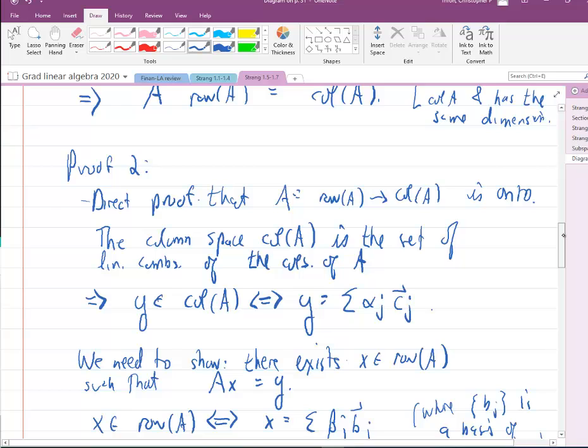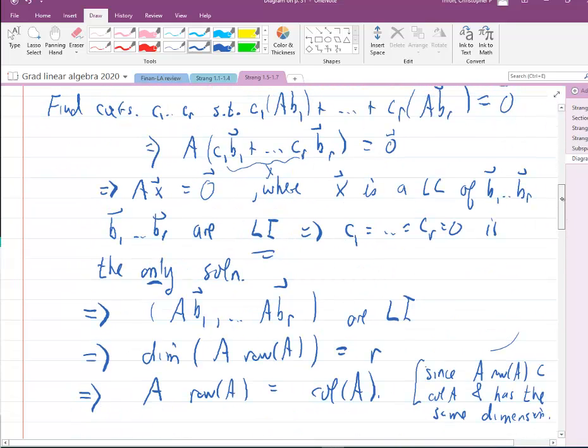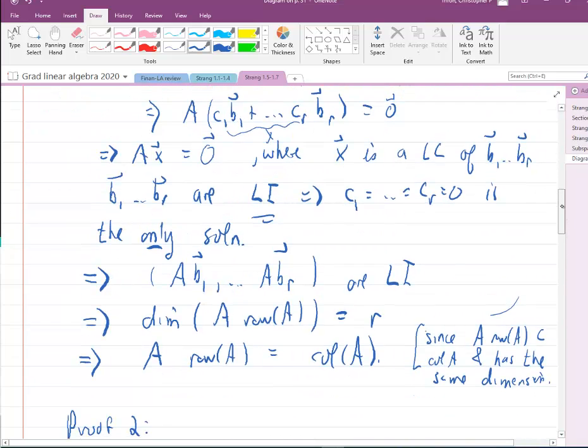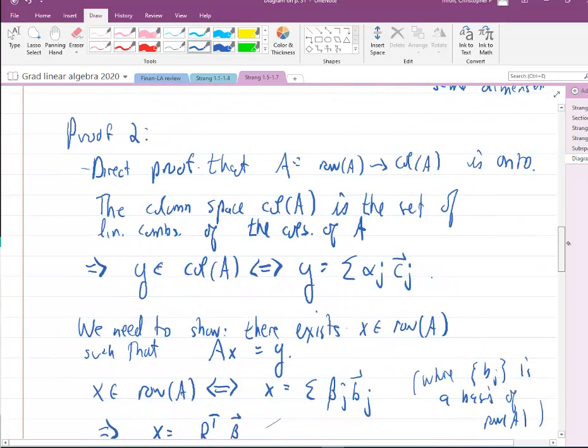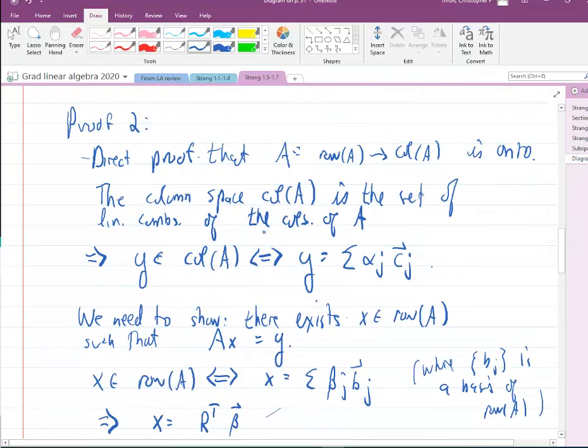So that was a dimension argument, which is very elegant, kind of a counting argument. Let's do a direct proof. Let's do a direct proof that A maps the row space onto the column space. In other words, everything in the column space can be obtained as A times a vector in the row space.